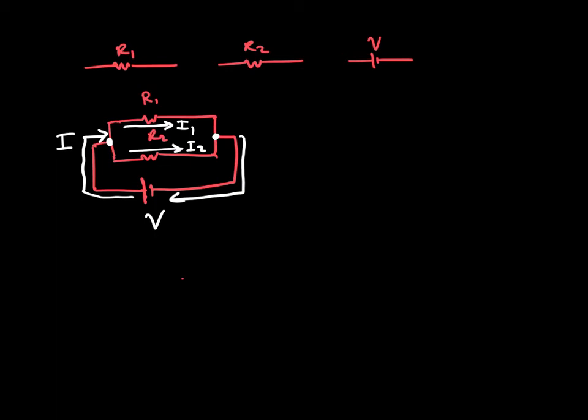So what are the defining characteristics of a parallel circuit? Number one, we have multiple conducting paths.